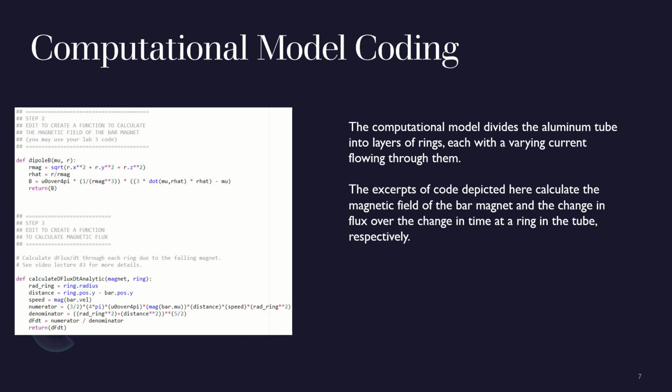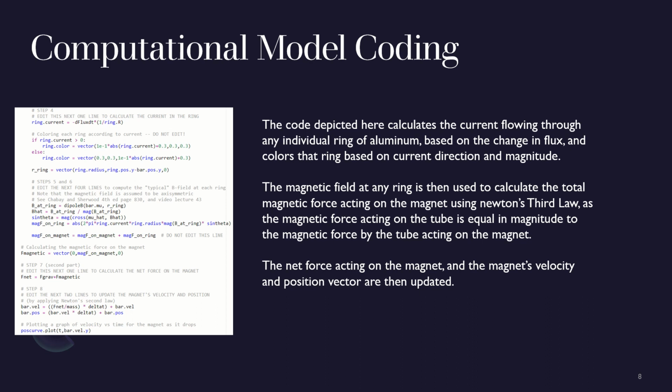The excerpts from the computational model's code depicted here calculate the magnetic field of the bar magnet and the change in flux over the change in time at a ring in the tube, respectively. The code depicted here calculates the current flowing through any individual ring of aluminum based on the change in flux, and colors that ring based on current direction and magnitude.